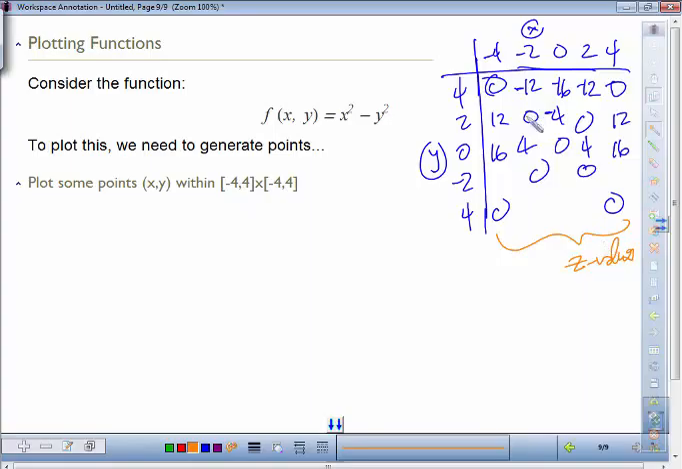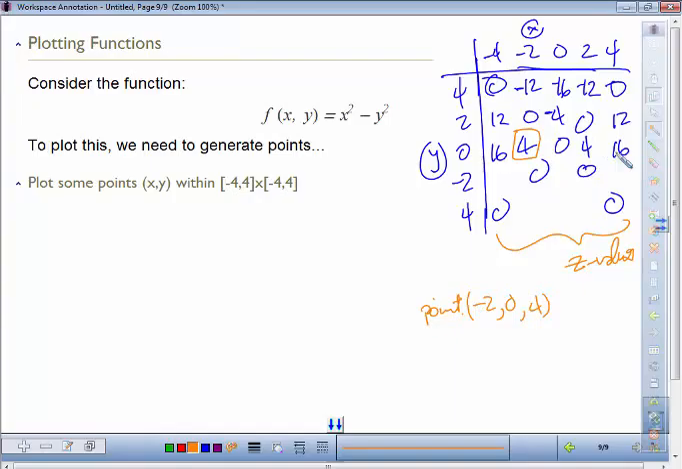So for example, if I take, let me just circle this one right here. This has a -2 for x, a 0 for y, and then a 4 for z. This could be 1 point on this graph. And then I can have another point on the graph.